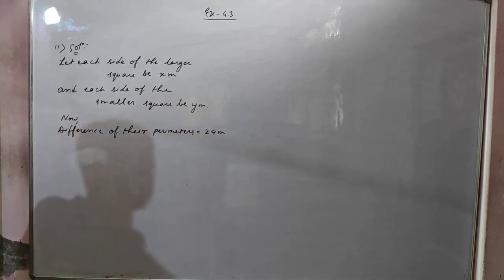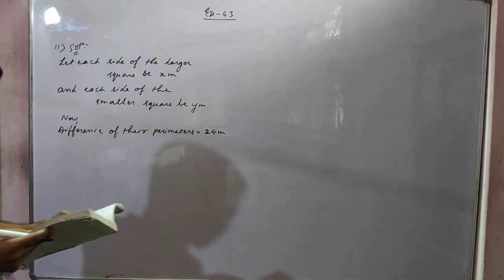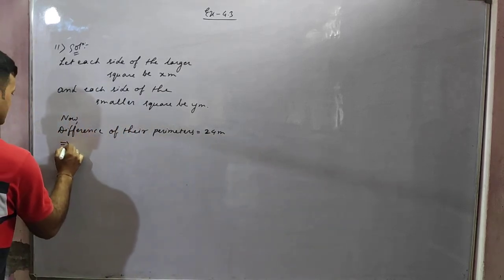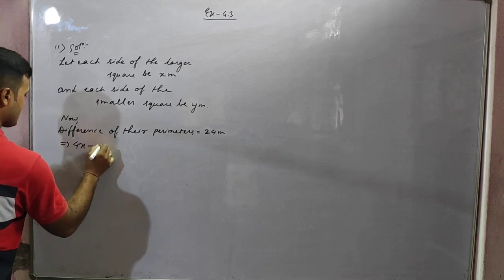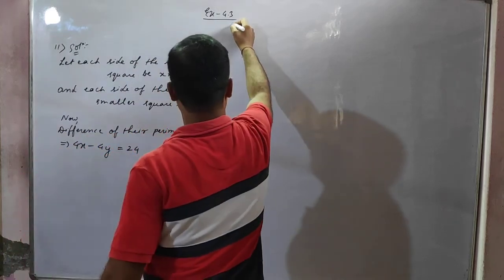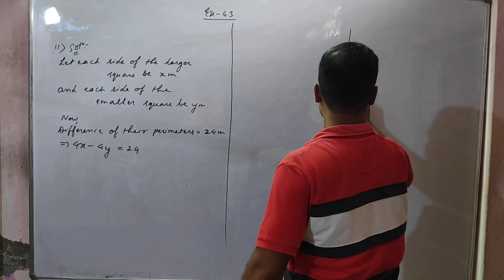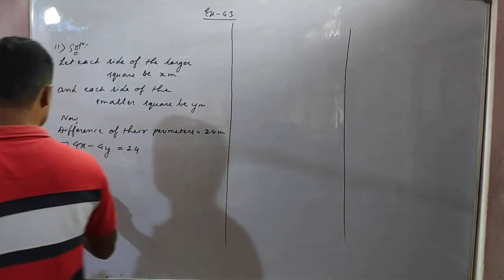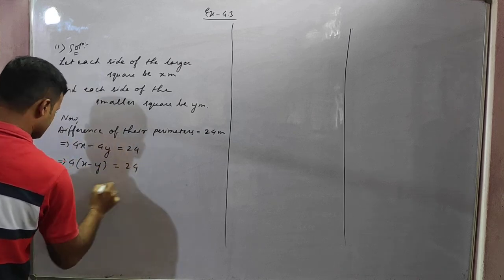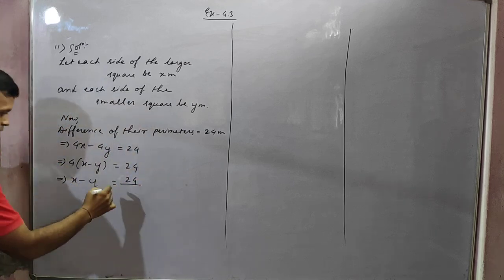Now the difference of their perimeters. The difference of their perimeters is given how much? The difference of their perimeters is 24 meter, isn't it? So this 4 I am bringing to the right side.